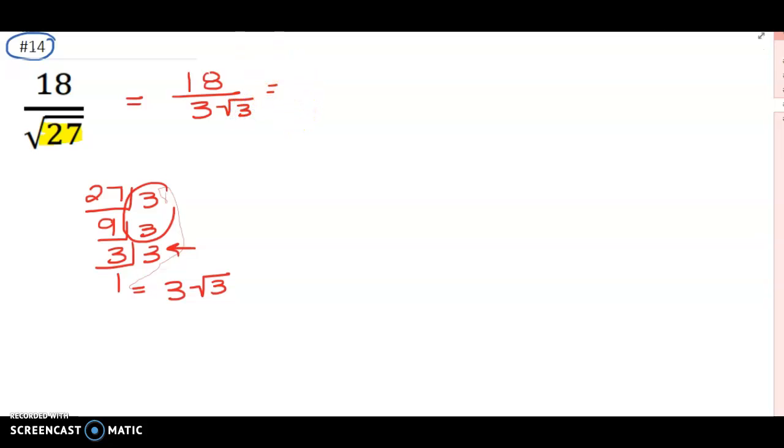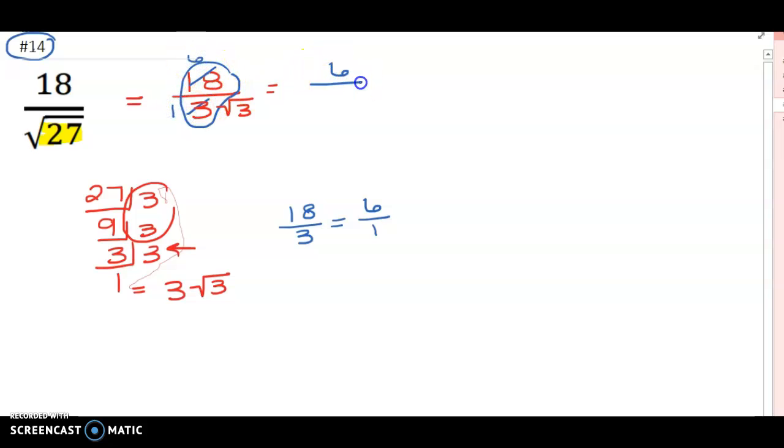Okay, well now, if I look at this, I see my 18 over 3. And 18 over 3 simplifies to 6 over 1. So I'm just going to make this 6 and this 1. So I have 6 over 1 square root of 3, or just 6 square root of 3, sorry. Okay, now I still have this square root on the bottom that I can't have, but at least it's simplified. Okay, so now I just need to get rid of it.